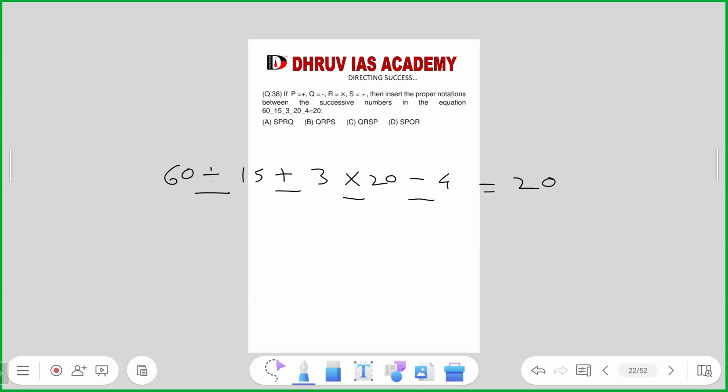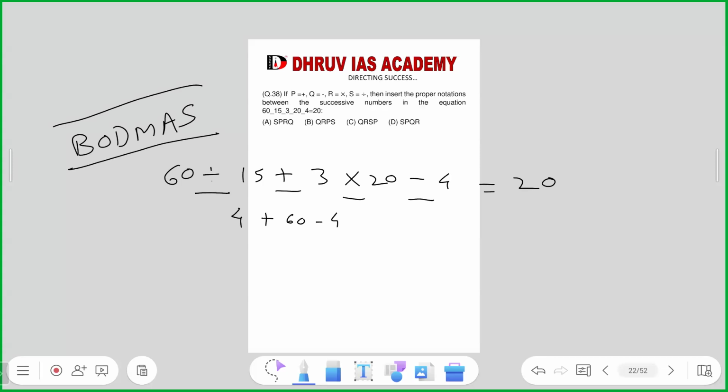So now here you strictly have to follow this BODMAS rule. Okay, so always remember, for any expression involving more than one mathematical operator, you have to use this BODMAS rule. So as per this BODMAS rule, 60 divided by 15 is 4, plus 3 into 20 is 60, minus 4. Now which is not 20. We want the answer as 20. Okay, so we'll see the next option, QRPS.